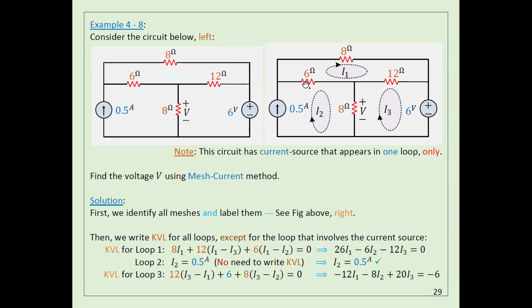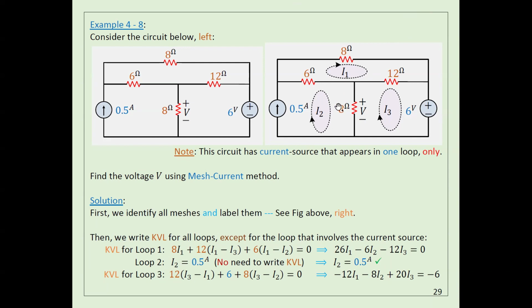So again, we have three loops. I have one loop here, one loop here, and one loop here, okay? So as I explained before, we have three unknowns. The current in this loop is I2, here I1, I3. So I need to find these three unknowns. So again, we need to make three equations. Is that okay?